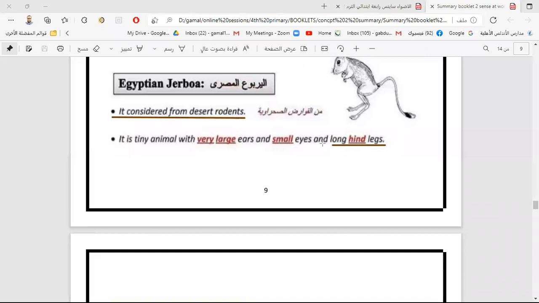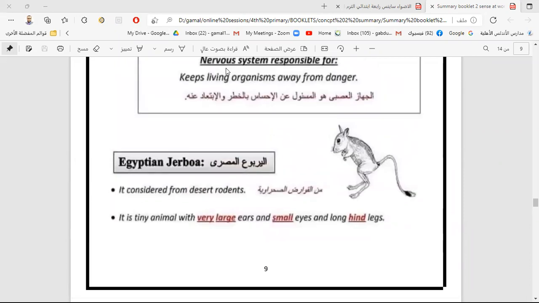Excellent, my son. And also it has big ears. Who can tell me why the Egyptian jerboa has big ears, large ears? These ears are large. Why? To hear very well. Very good, Omar Abu Arab and Muhammad Mustafa. To hear very well, to collect sounds and hear very well. If it hears a snake, it jumps quickly in a zigzag shape.